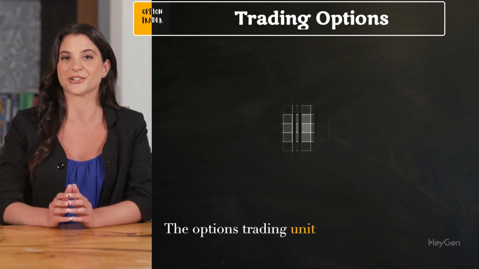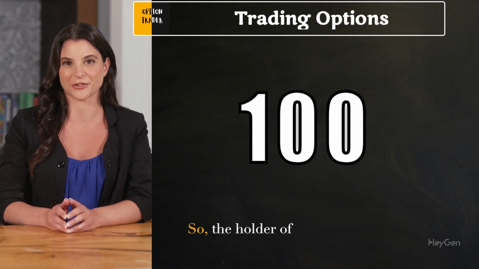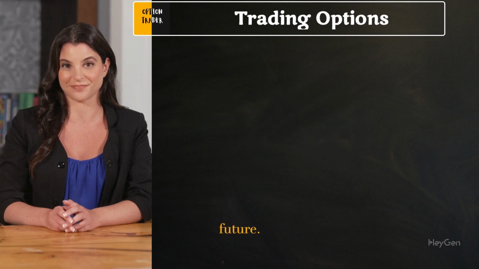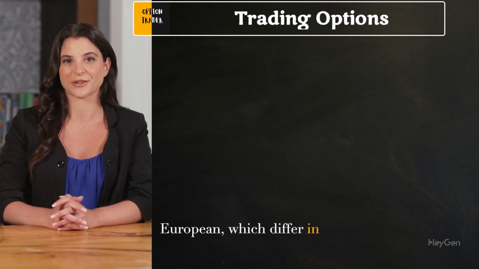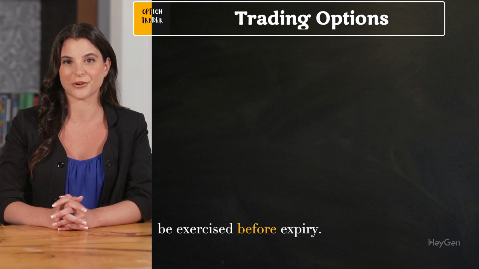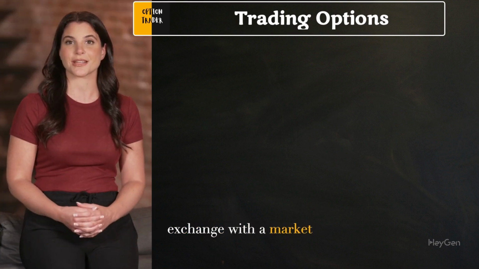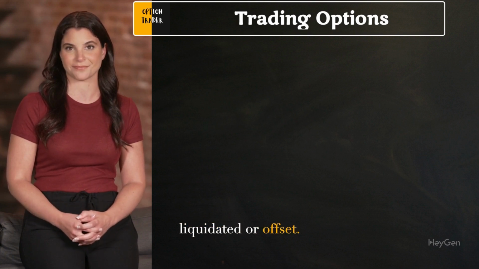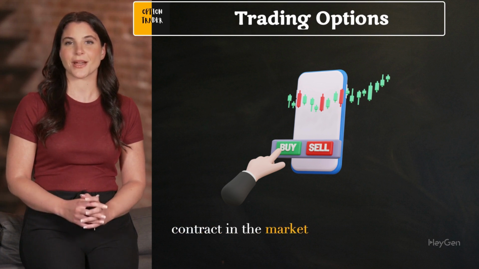The options trading unit consists of 100 shares when the underlying asset is stock. So the holder of one call option has the right to buy 100 shares in the future. There are two main option styles, American and European, which differ in whether the option can be exercised before expiry. When an option contract is initiated on an exchange with a market maker and a liquidity provider, it can be liquidated or offset. The option buyer can sell the option contract in the market, or the option seller can buy back the option contract in the market to close it.